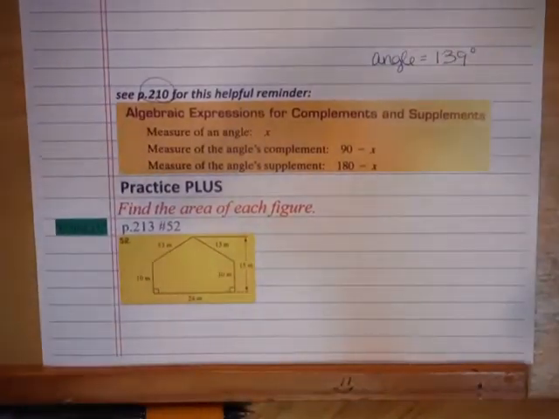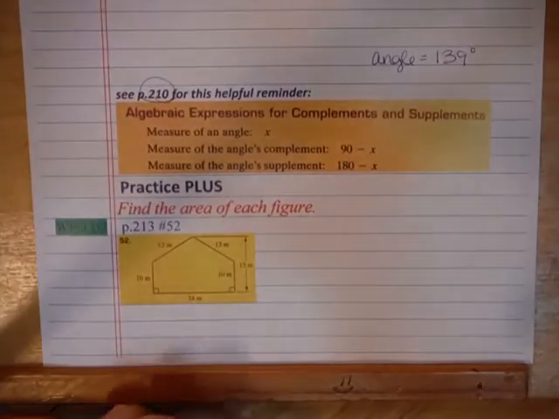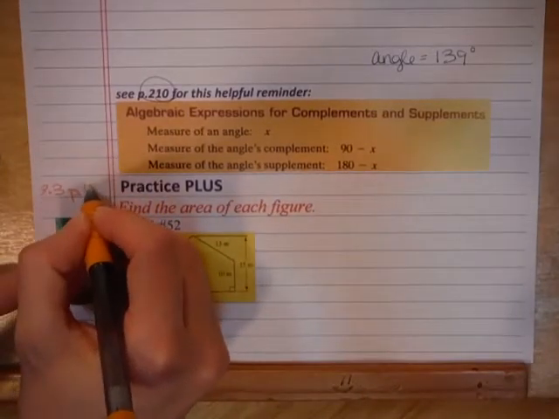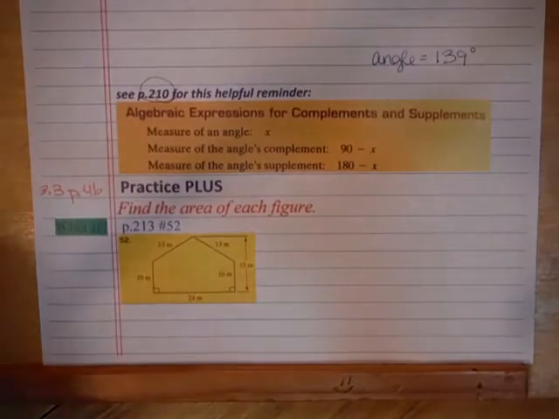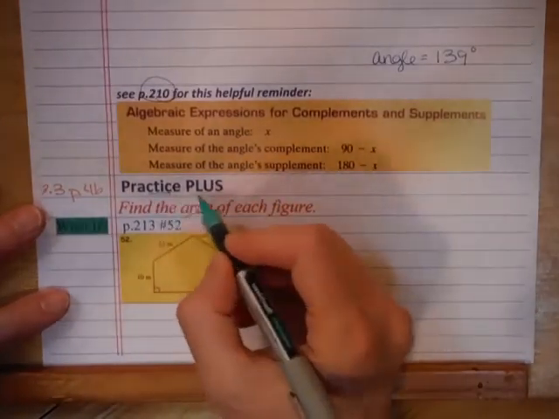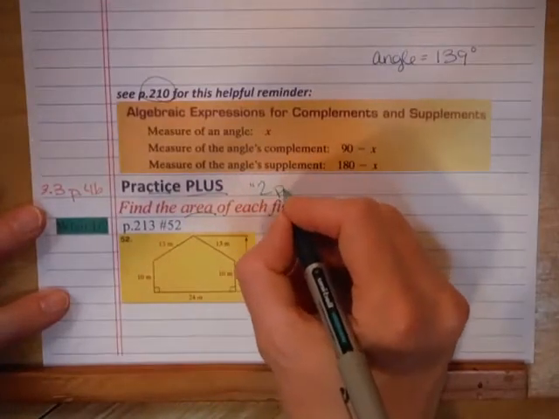Okay, and here we are focused on the Practice Plus problem at the bottom of the page. So we are on section 3.3, page 4 at the bottom. And it says to find the area of each figure. And the reason why it's Practice Plus, so it's like two problems in one.